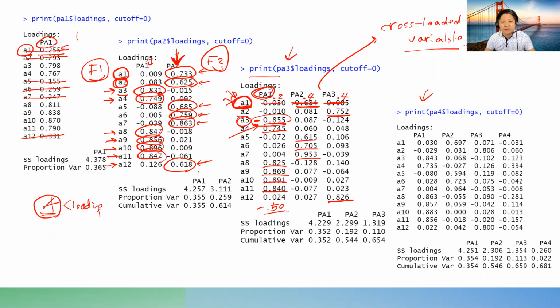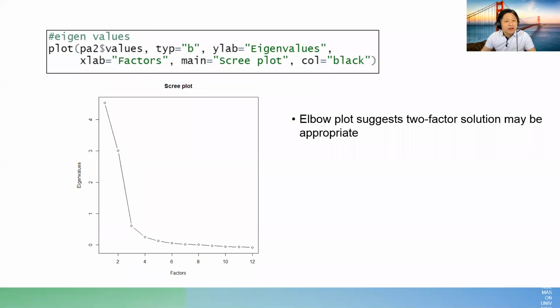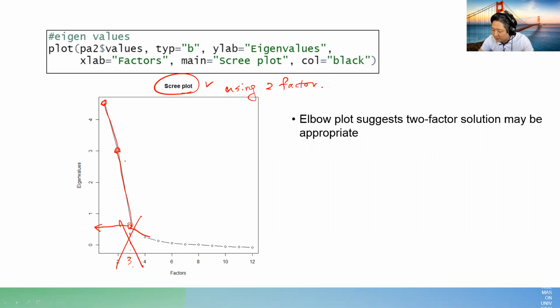Okay, and now we plot the scree plot using a two-factor solution. So now we have this big jump, big drop, and another big drop. And from here, this is factor 3, but the third factor's eigenvalue is less than 1. It's pretty low, right? So maybe we don't retain the third factor, so we'll keep 2 factors.